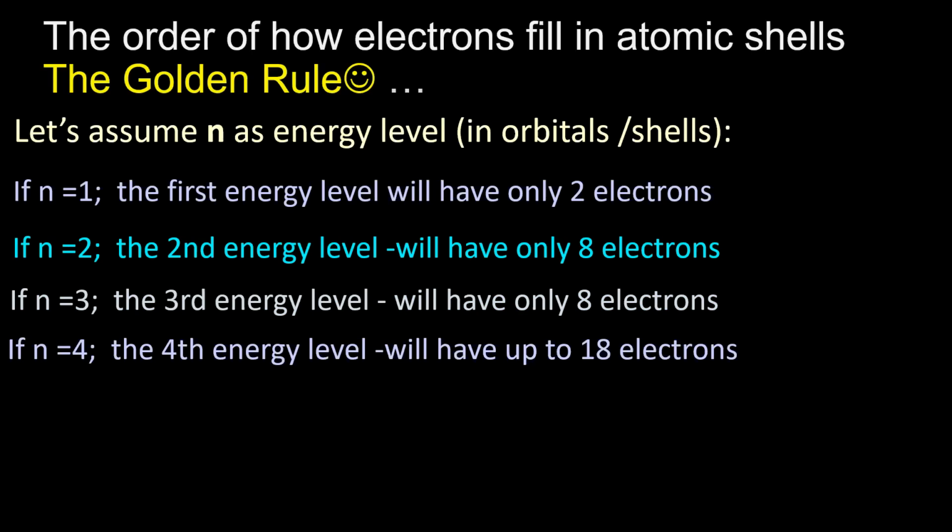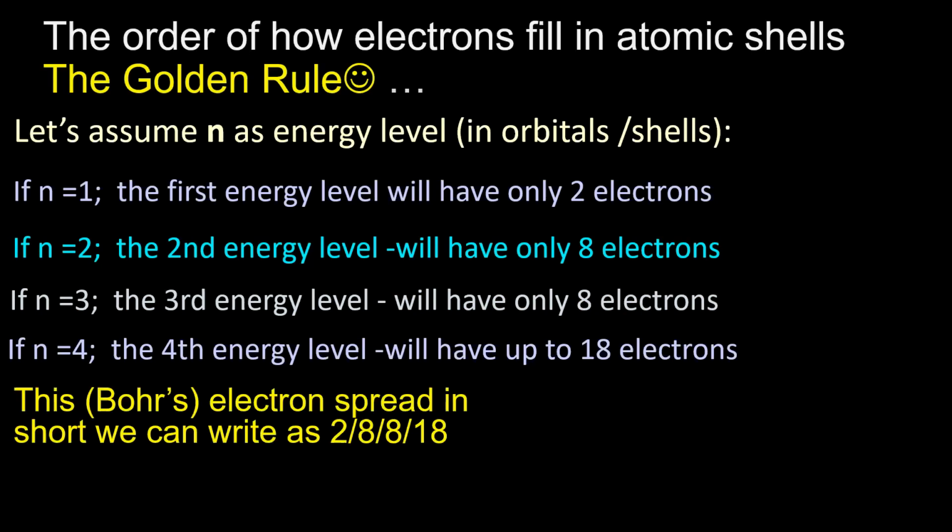So this is the Bohr arrangement. I did not draw circles; it's not required that much. So what we are going to do is write the Bohr electron spread in short. To write it in short, you first write the first shell. So it's 2, and then you put a comma or a forward slash. Then you write down the electrons in the next shell. It's all based on atomic number.